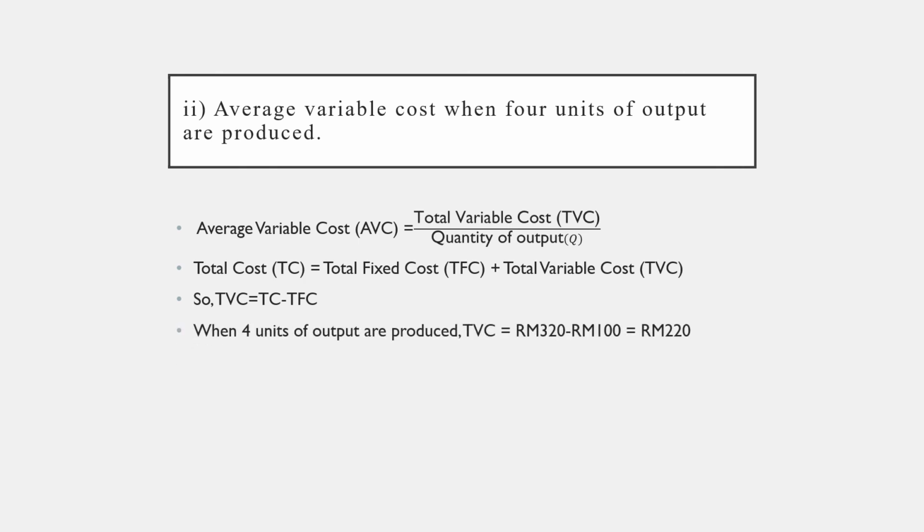When 4 units of output are produced, total variable cost is 320 ringgit minus 100 ringgit equals 220 ringgit. So the average variable cost when 4 units of output are produced is RM 55.